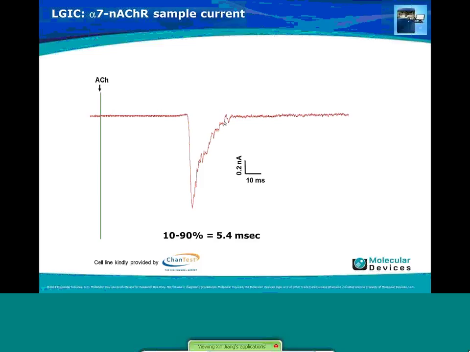And the channel completely closed within about 15 to 20 milliseconds. So being able to record the alpha-7 nicotinic receptor on the Barracuda system confirms that the fluid exchange rate on the system is sufficient to analyze even the fastest desensitizing ligand-gated channel.